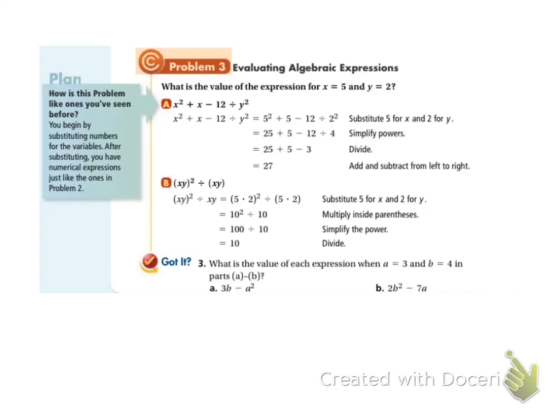Since I have an exponent, I need to simplify that. So I simplify 10 squared to become 100. And then the only thing I have left is my division. So I do 100 divided by 10, which gives me 10.